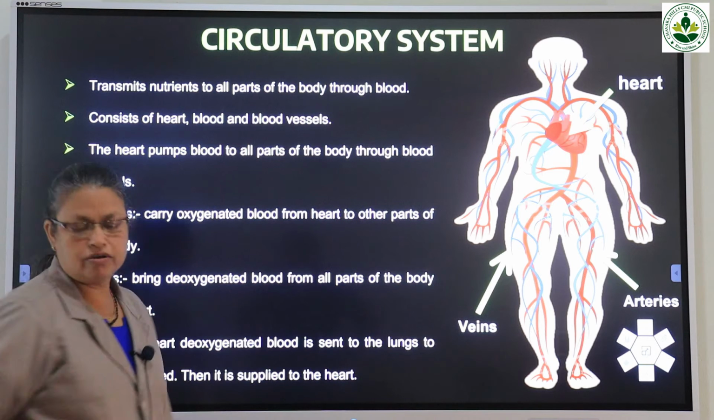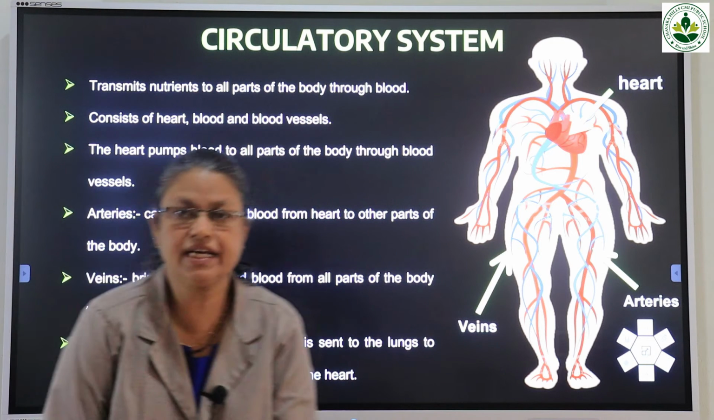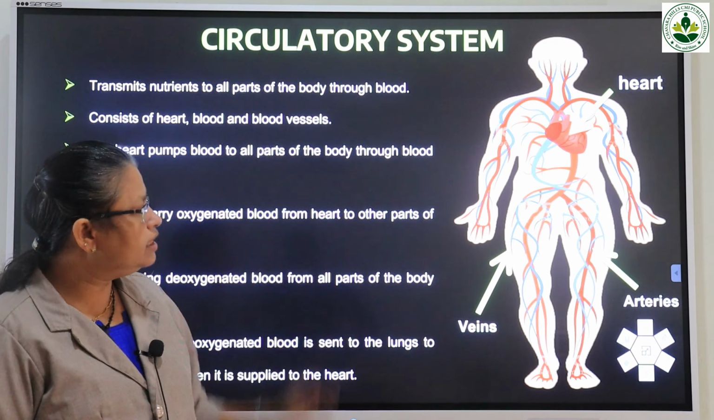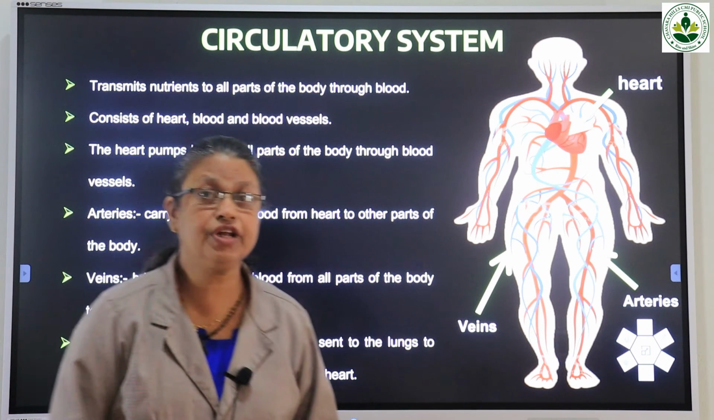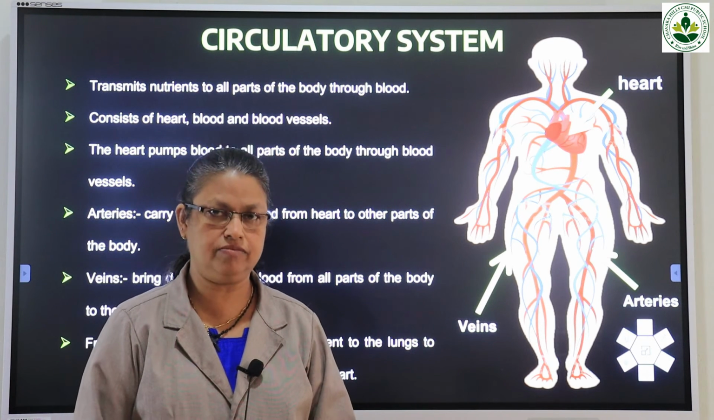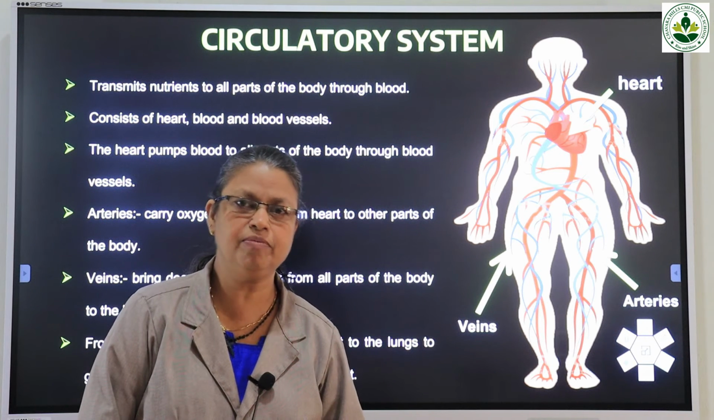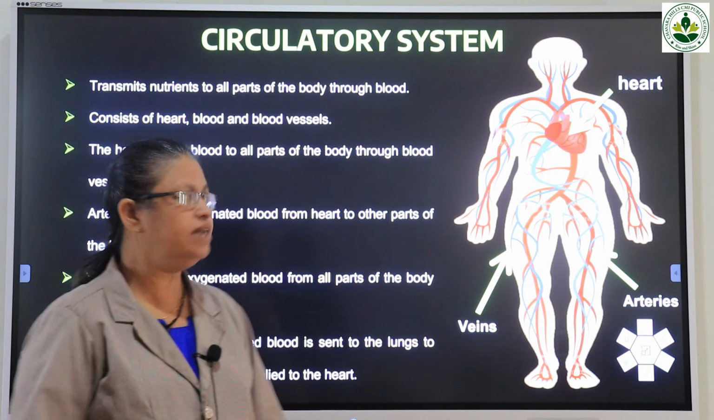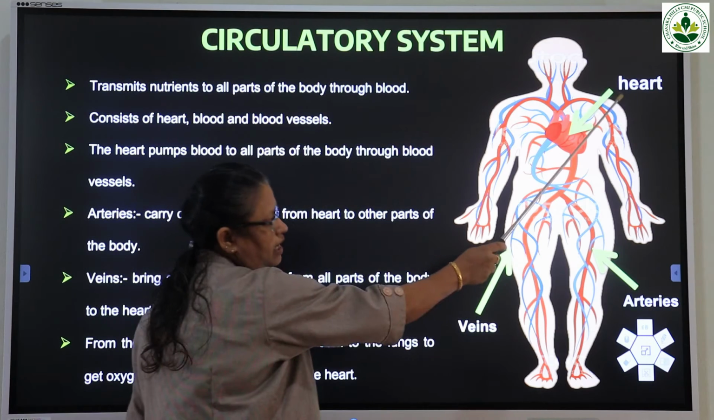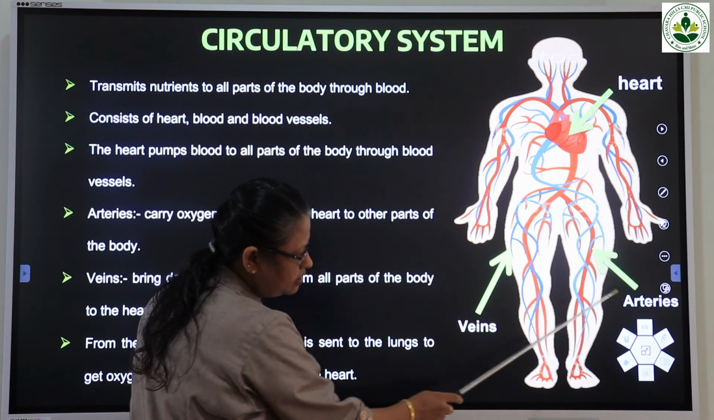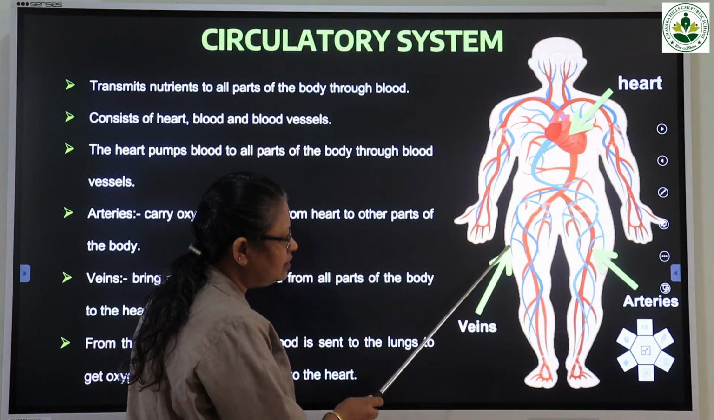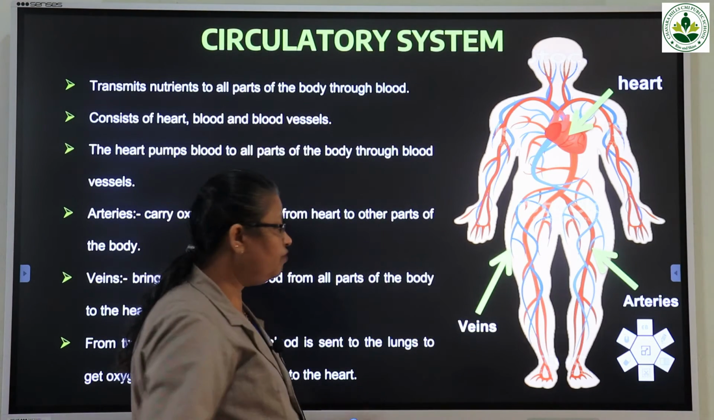So now let us move to the circulatory system. In the picture you can see 3 parts of the circulatory system. Which are the 3 parts? You can look at the picture and tell. The first one is the heart, the second one is arteries, and the third one is veins.